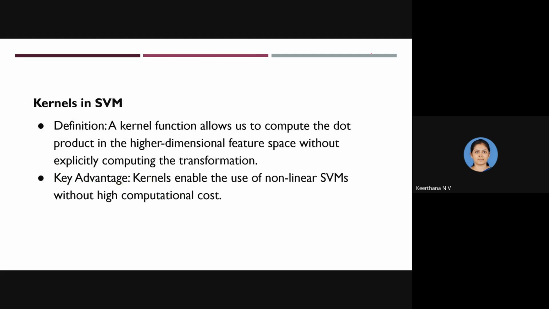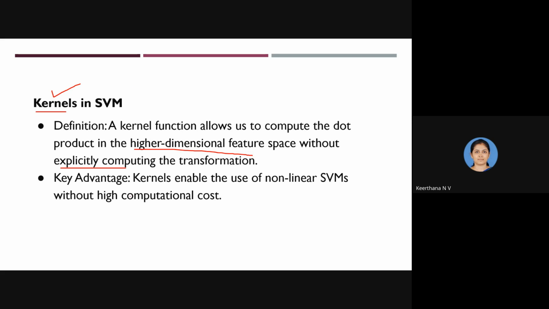What are the kernels in SVM? A kernel function allows you to compute the dot product in the higher dimensional feature space without explicitly computing the transformation. What is the advantage of using the kernel trick? While dealing with non-linear SVMs, without the kernel trick, you cannot optimize the model. In order to reduce the computational cost, you can use the kernel trick along with non-linear SVMs.